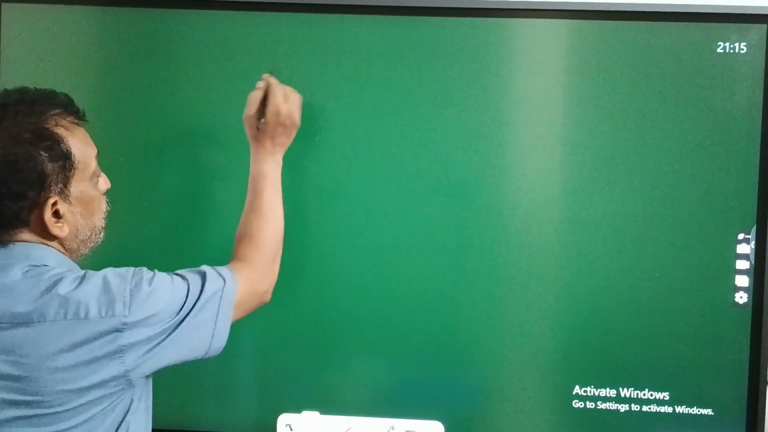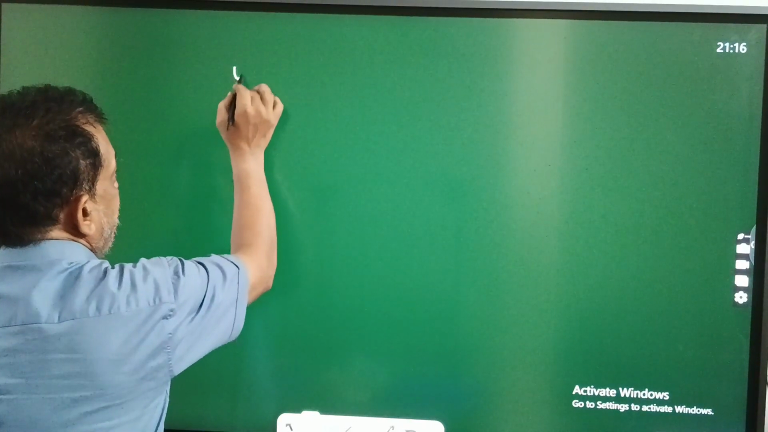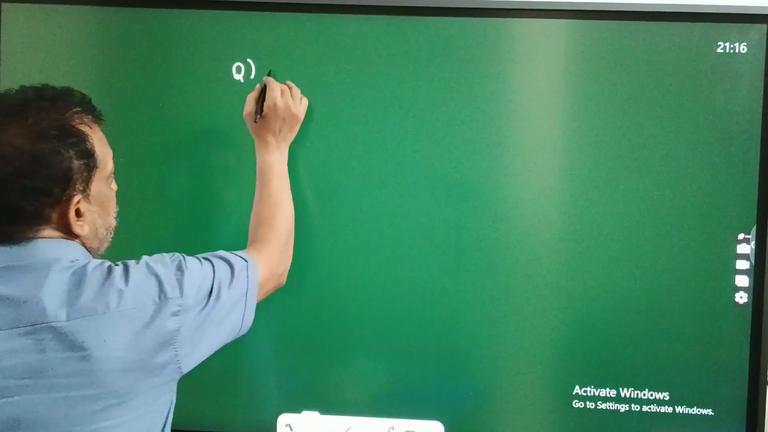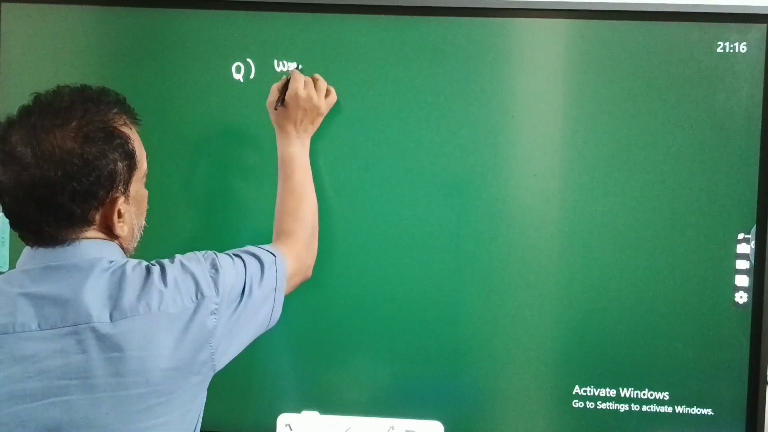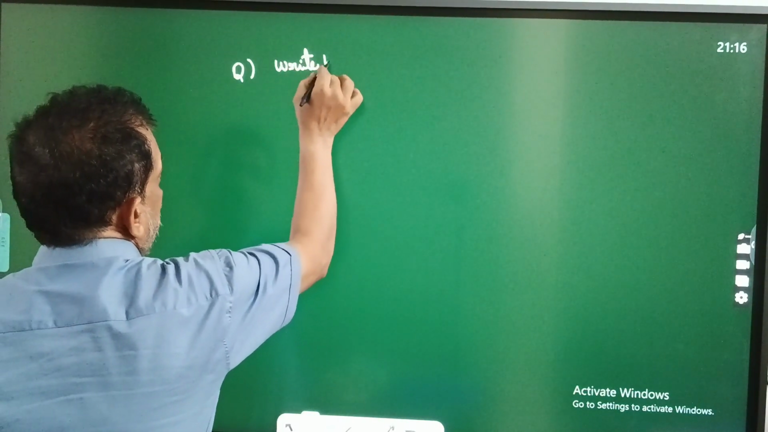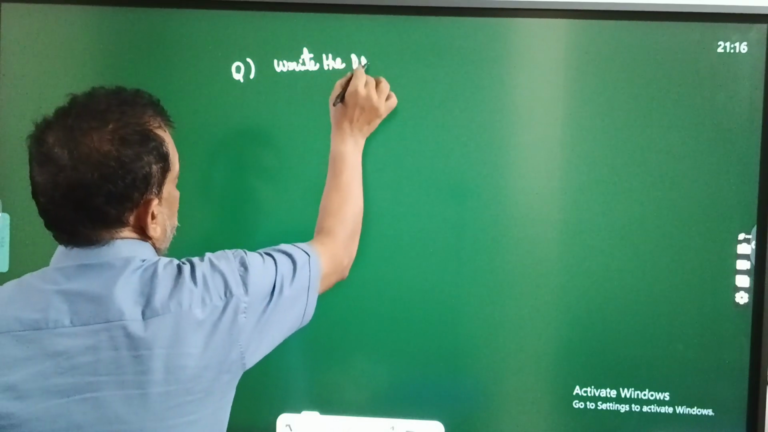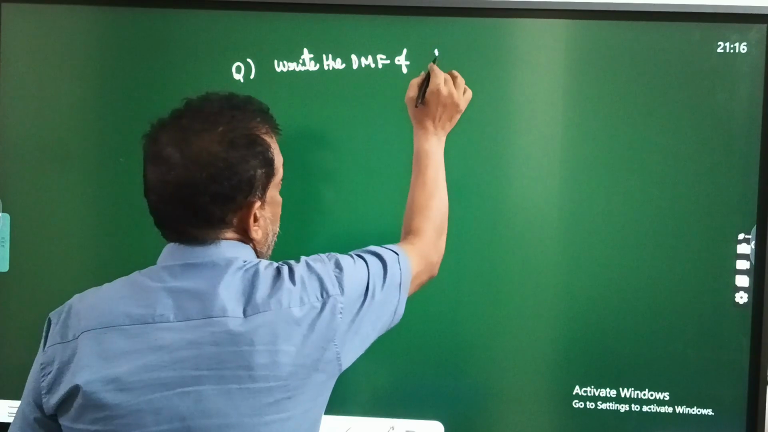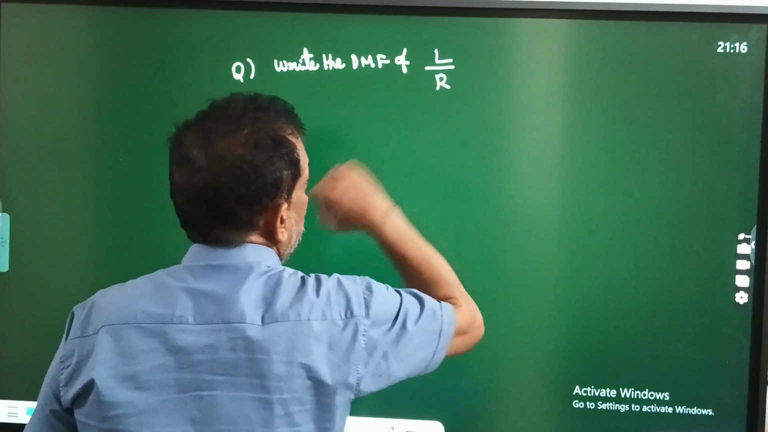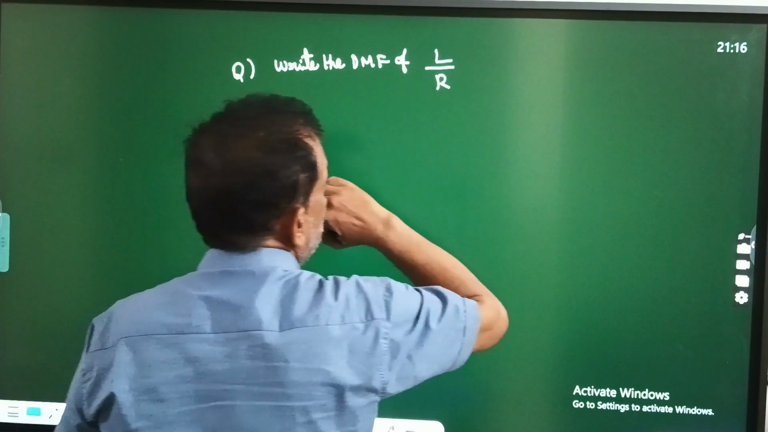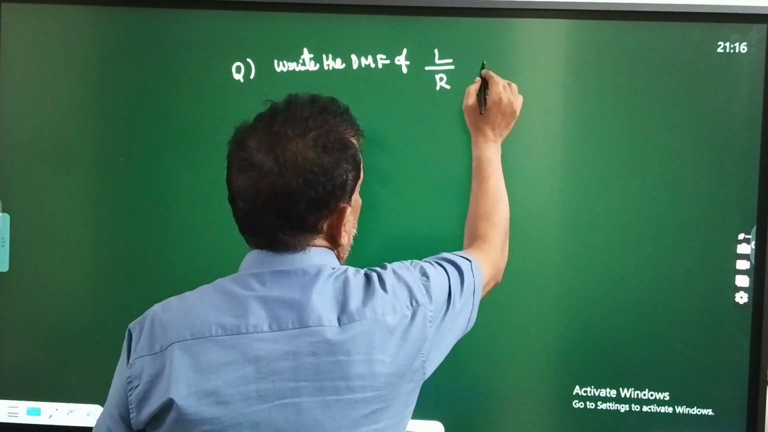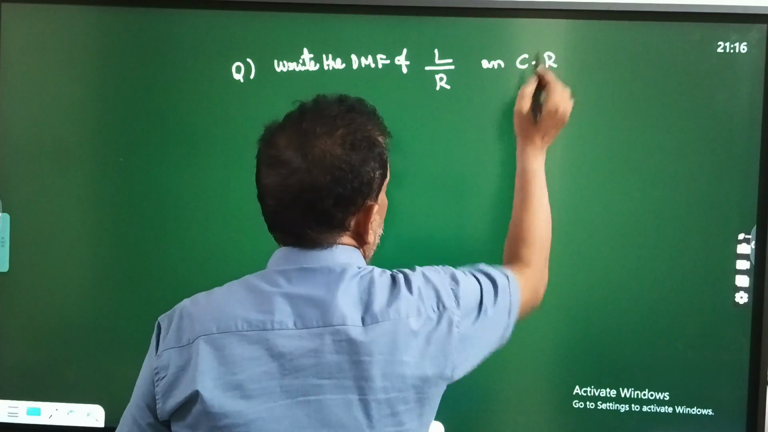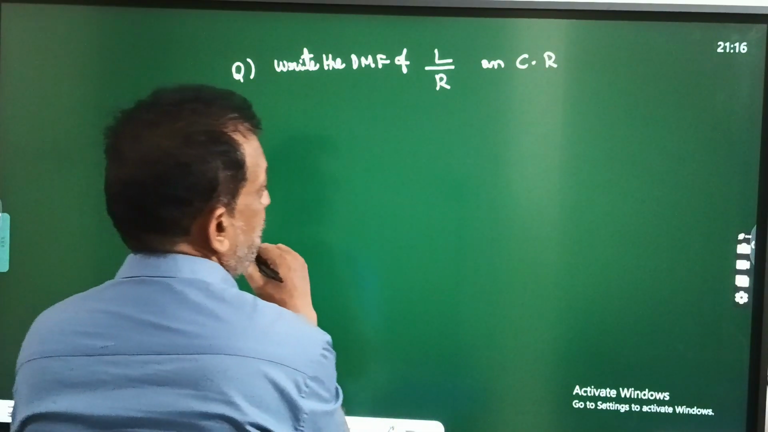Now, you take it as a question. Write the dimensional formula, the DMF, of L by R and C into R. Write the dimensional formula of L by R and C into R.